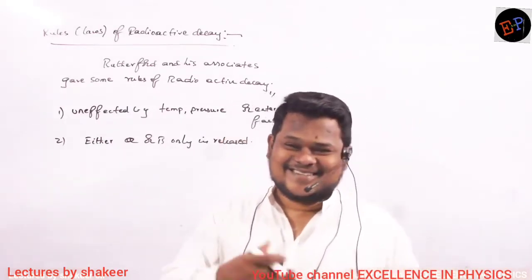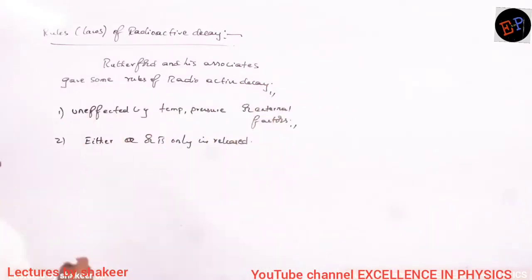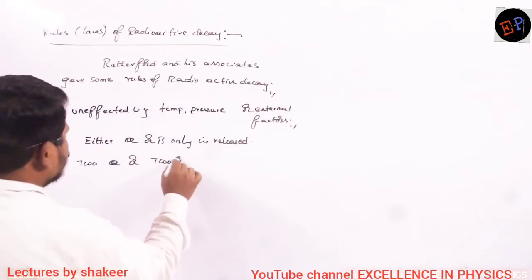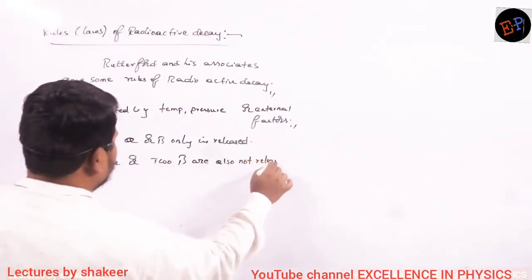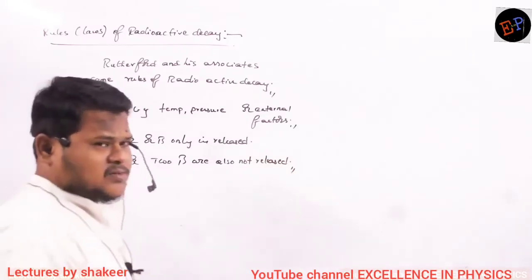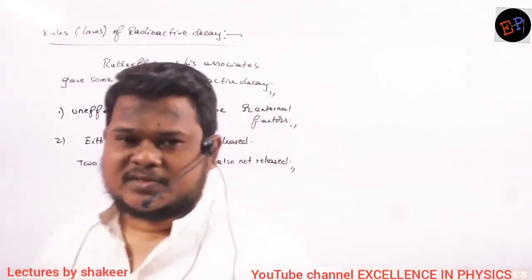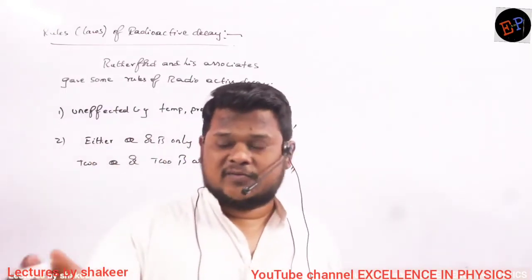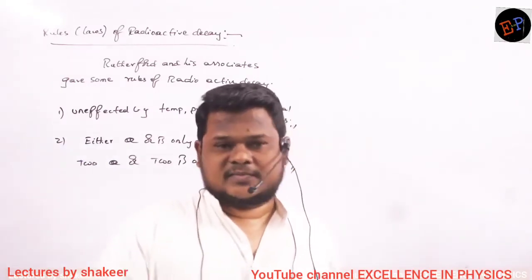So to reduce that excited state, it will give some more energy in the form of radiation. And 2 alphas or 2 betas are also not released. Similarly, 2 betas are never released. Are you able to understand? So after an alpha particle is released, one more alpha cannot be released. Similarly, 2 alphas at the same time also cannot be released. Are you able to understand?